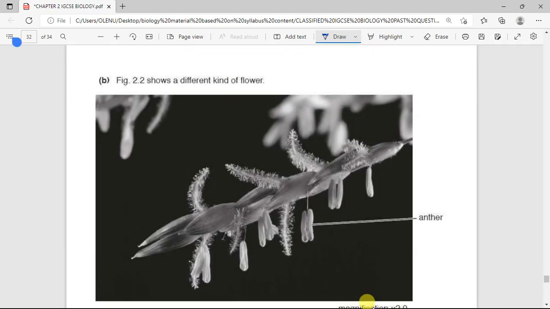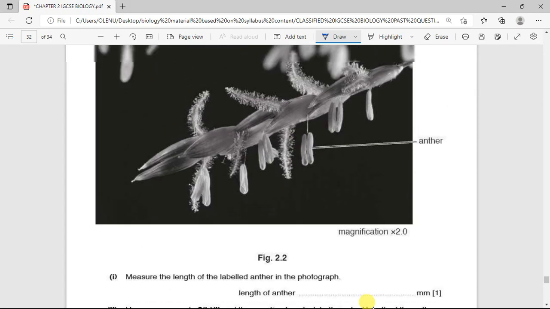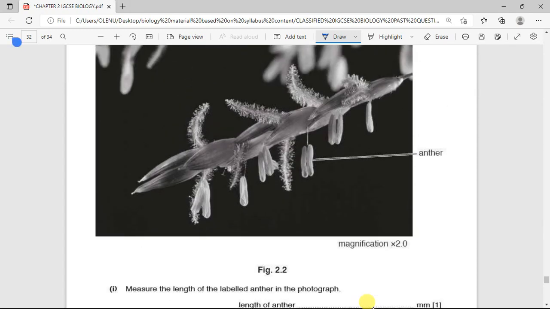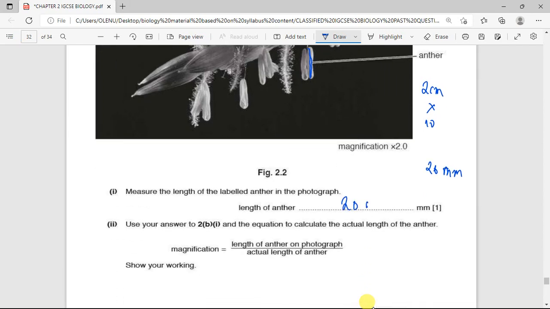I think this should be similar. Figure 2.2 shows a different kind of flower. Measure the length of the label anta on the photograph. Okay, they want you to measure this length. You can measure from here to here. Let's say you have 2 centimeters. You convert, you times it by 10 to give you 20 millimeters. So you put 20 millimeters.